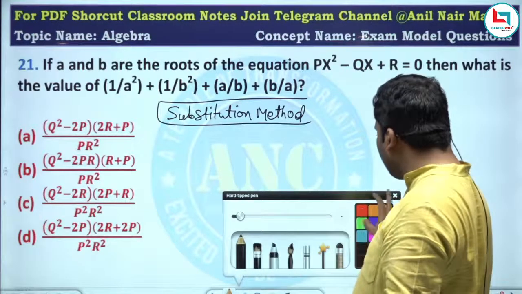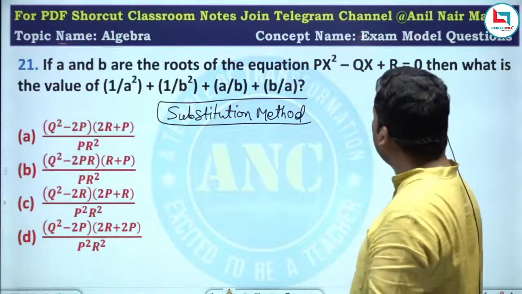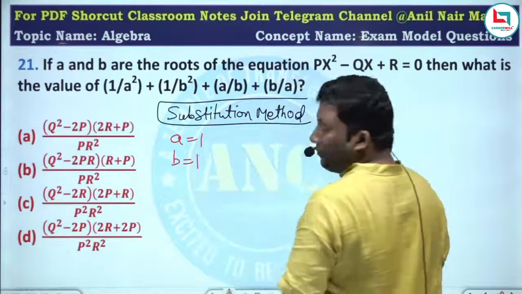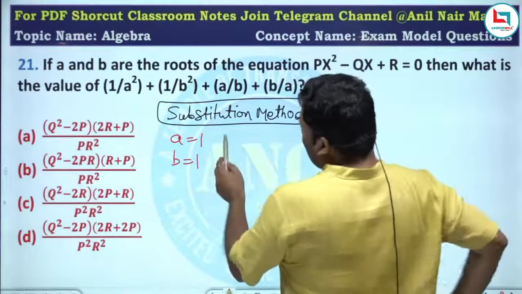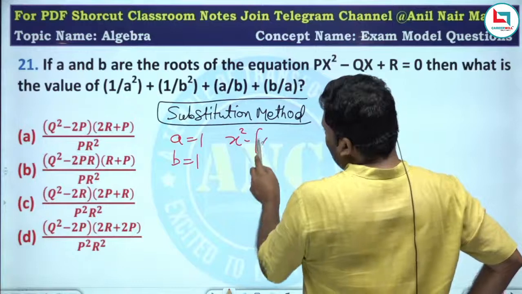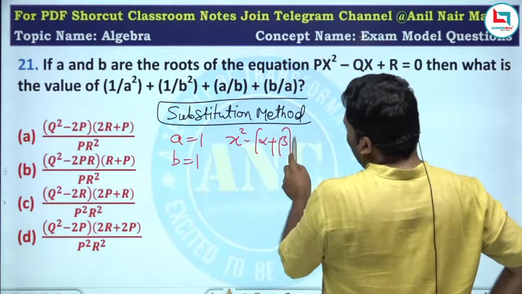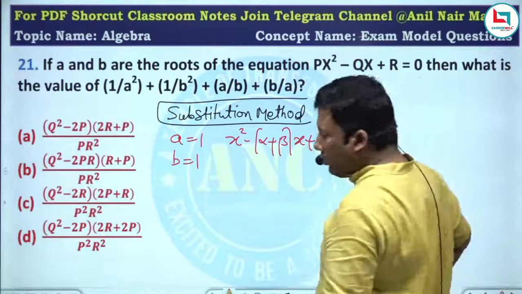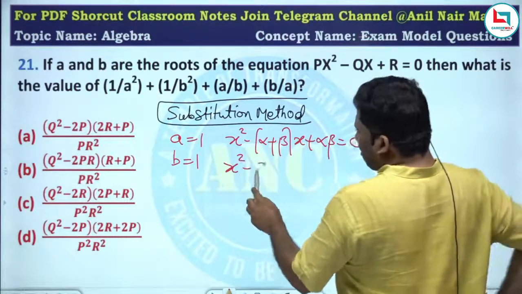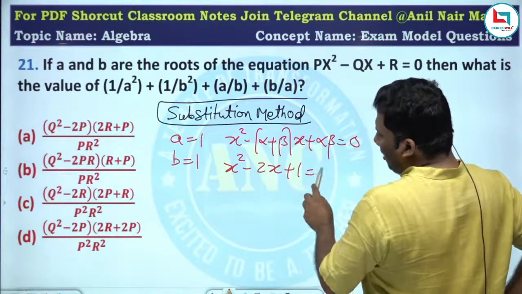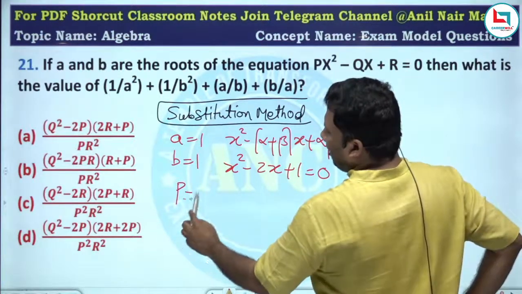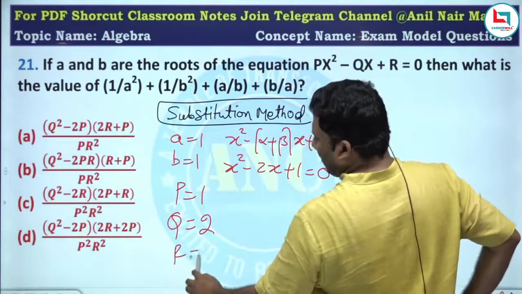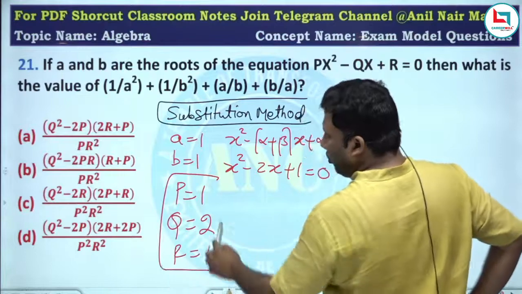What is the substitution method? We will take some simpler values. Let a equal 1 and b equal 1, so alpha is 1, beta is 1. x square minus (alpha plus beta) x plus alpha beta equals 0 becomes x square minus 2x plus 1 equals 0. That means p value is 1, q value is 2, r value is 1.